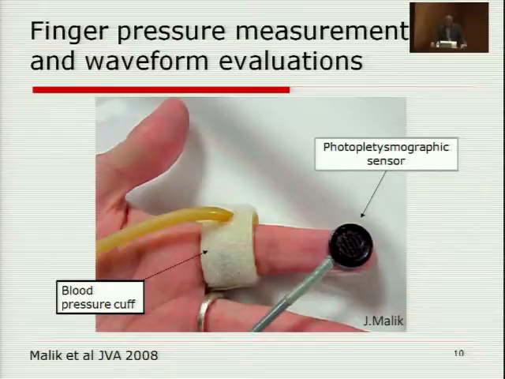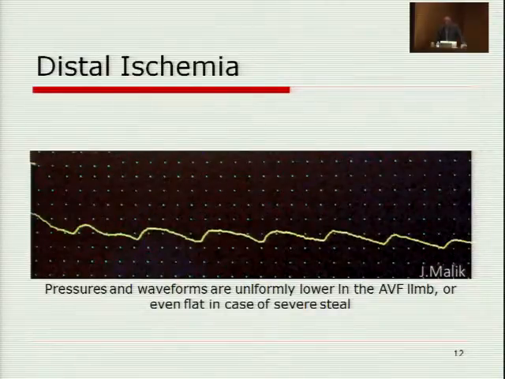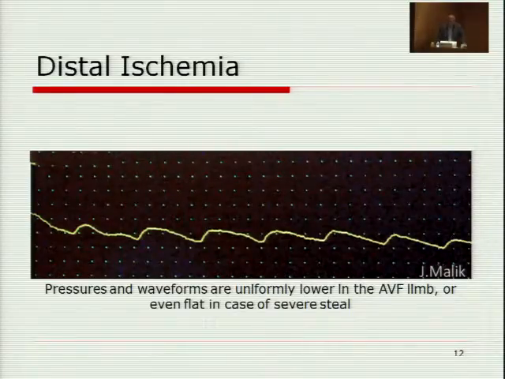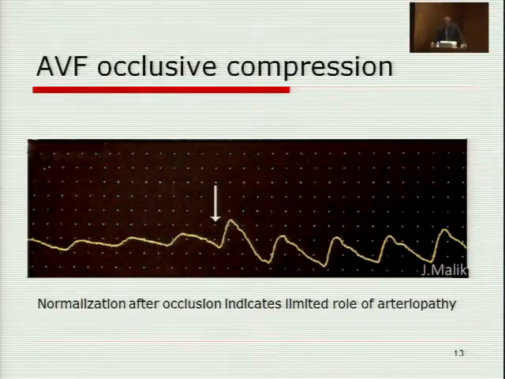Finger pressure measurement and waveform evaluation are very important, and this is from Malik a few years ago. This is normal waveform on the opposite side, and this is pressure and waveform uniformly lower in the AVF limb or even flat in cases of severe steal. Normalization after occlusion indicates limited role of arteriopathy and is, in my opinion, a good prognostic factor.